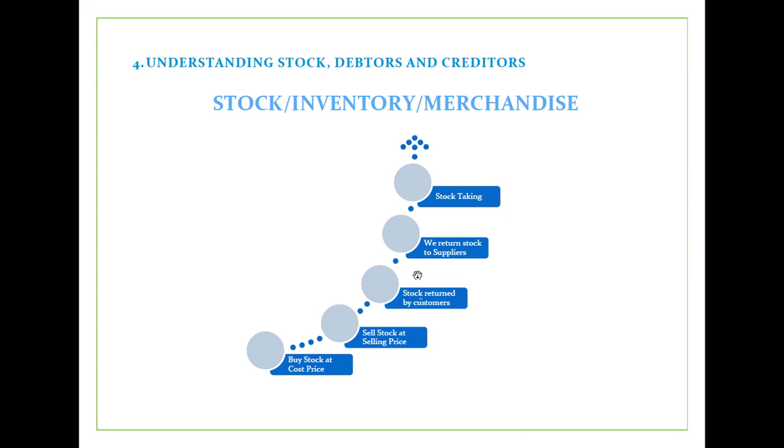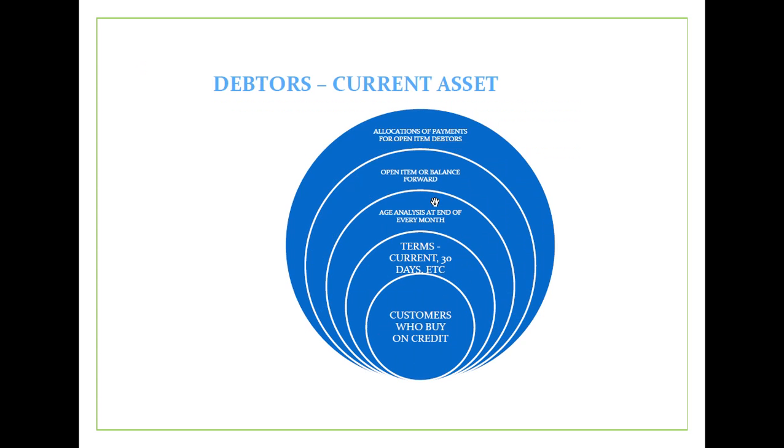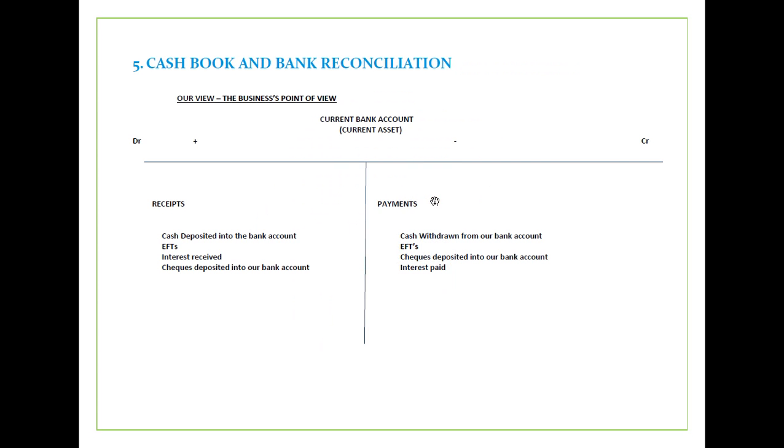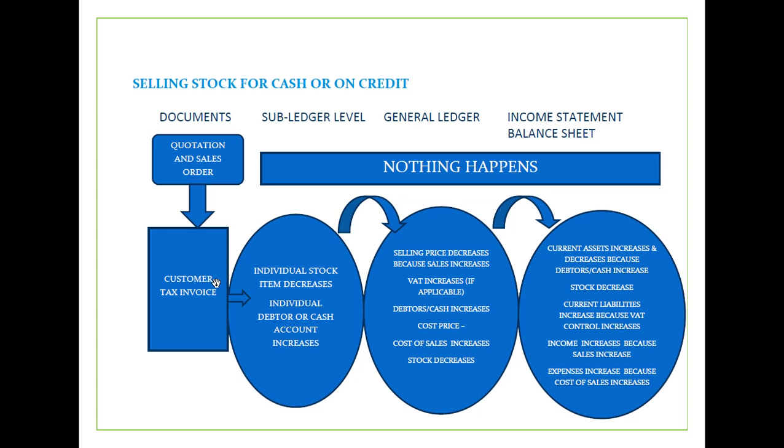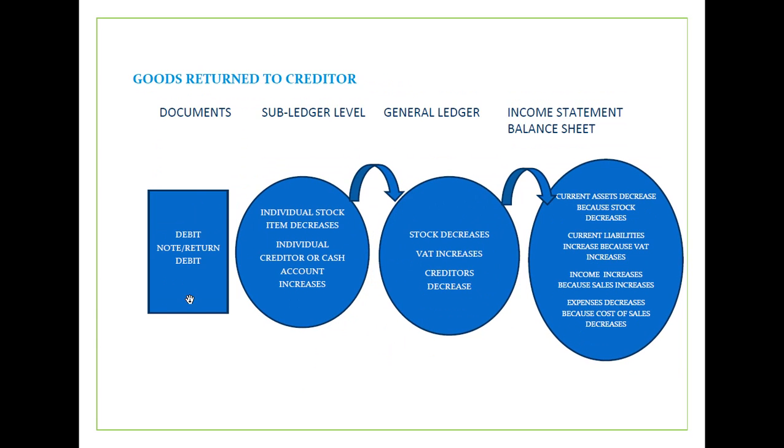We look at stock, inventory, or merchandise, as most of us understand it. We look at costing from the time of stock being purchased and to when it gets sold. We're looking at selling price. We talk about the debtor cycle. We discuss creditors. We look at bank reconciliation, and then obviously the paper trails that we discuss. Quotations, what they are, when would you generate a tax invoice, etc.